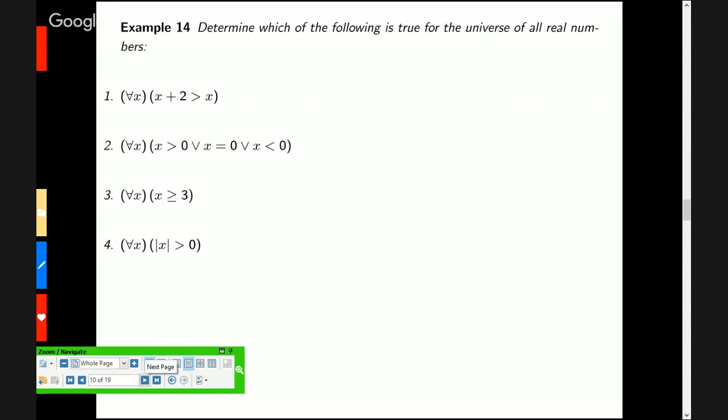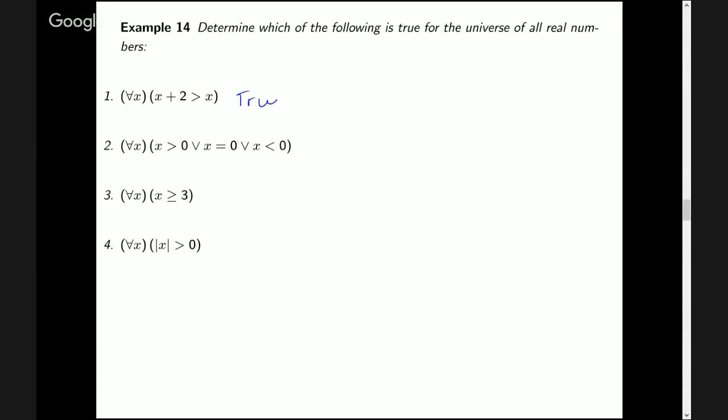Determine which of the following is true for the universe of all real numbers. For all x, x plus 2 is bigger than x. Yeah, this is true. If you add 2 to something, it's going to be bigger than what you started with. This is true since 2 is bigger than 0. Now, we'll talk more about this idea in abstract algebra and why it actually works. But until then, we can assume we know it. That'll be next semester, fall semester. You guys will be taking that class.